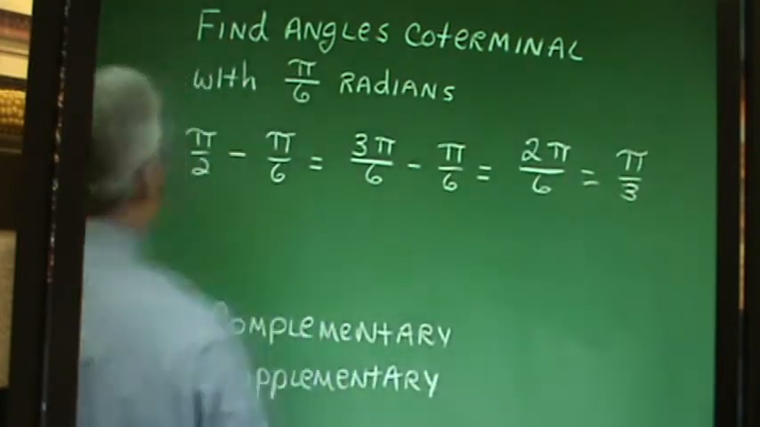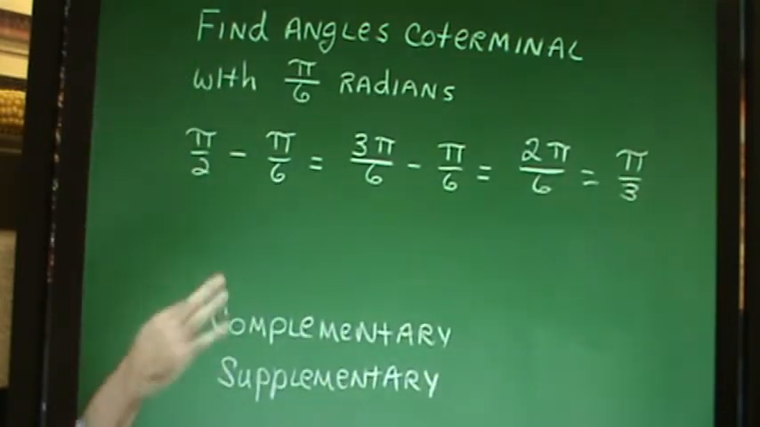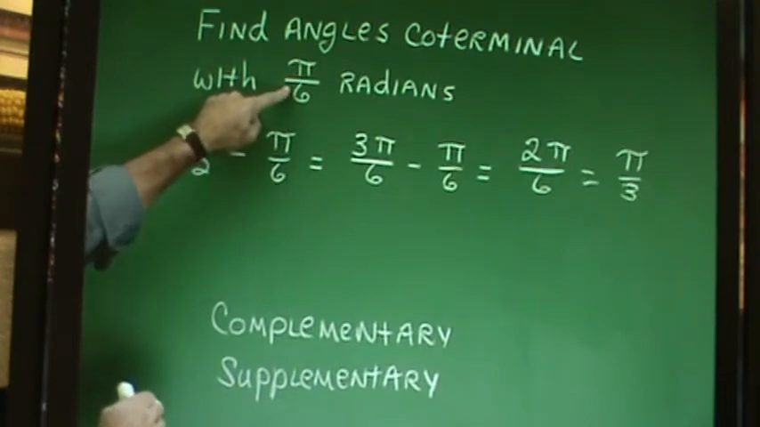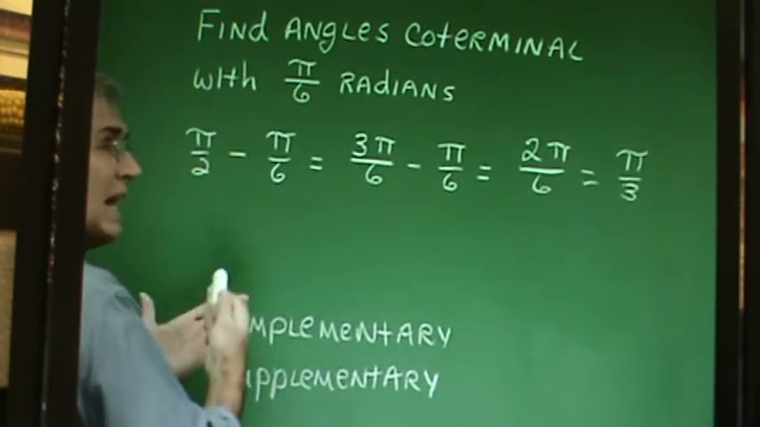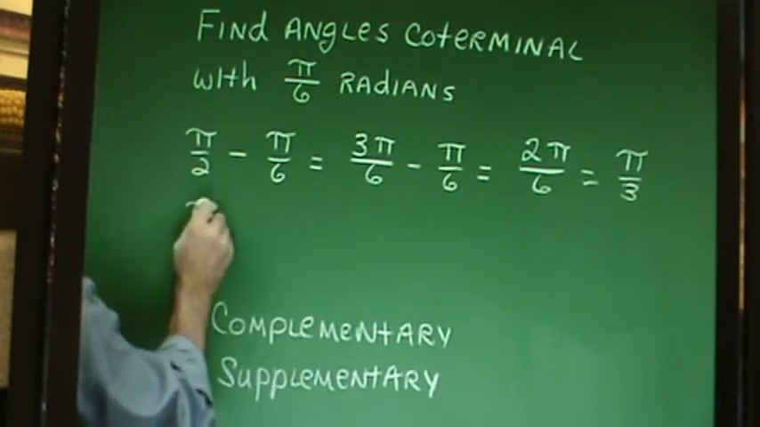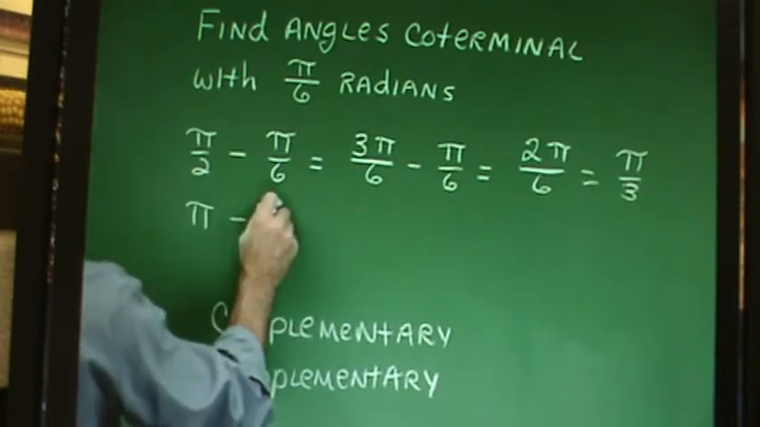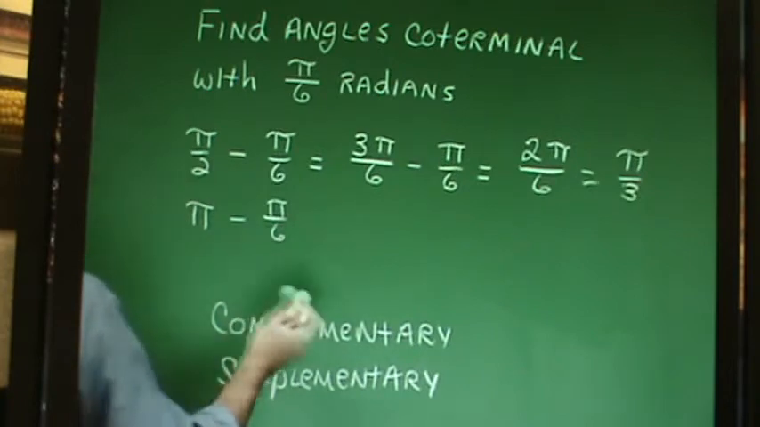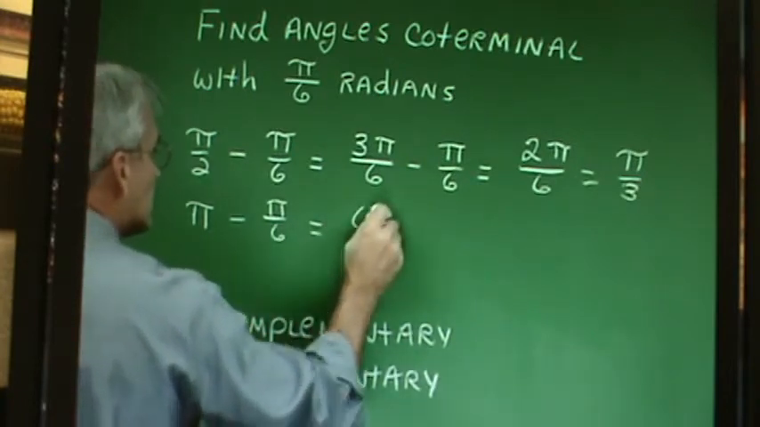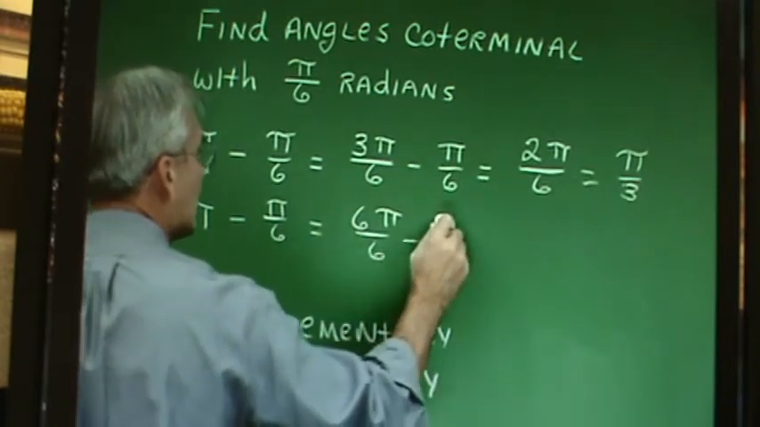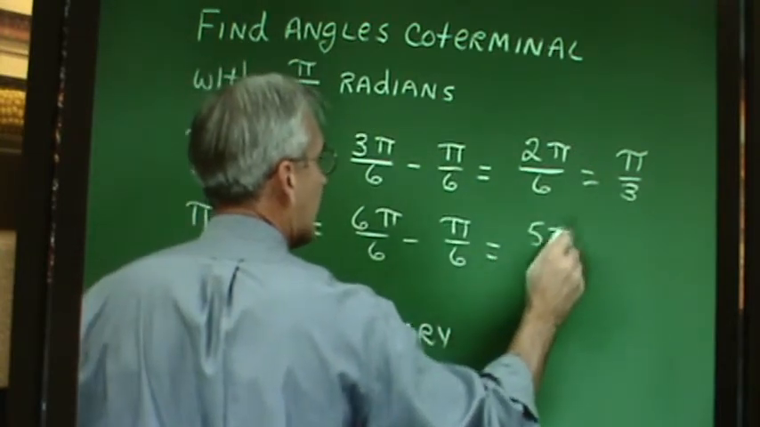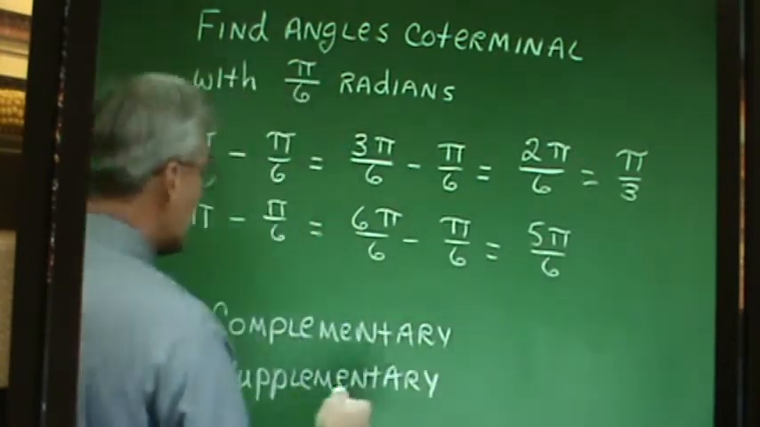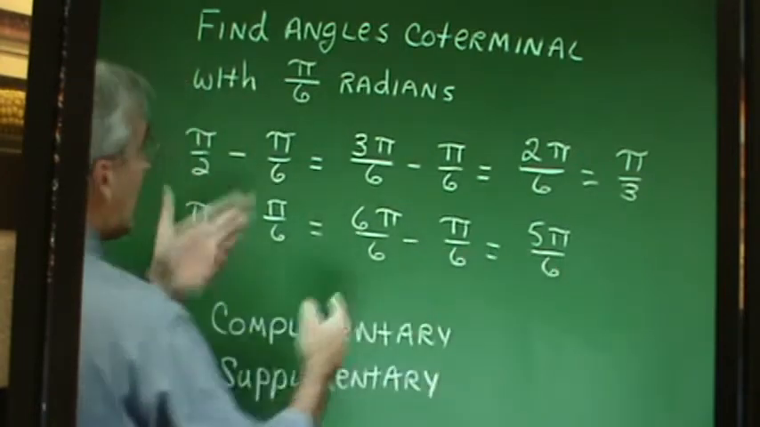All right, and for the supplement of the angle of pi over 6, supplementary angles total pi, so we want to take that total and subtract the pi over 6. And again, we need a common denominator, so this is 6 pi over 6 minus pi over 6, which is 5 pi over 6 as the supplement of the angle pi over 6.